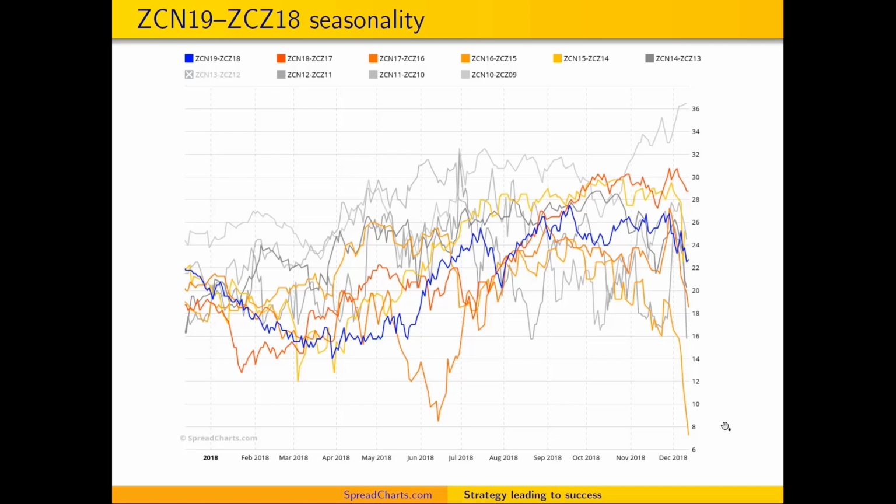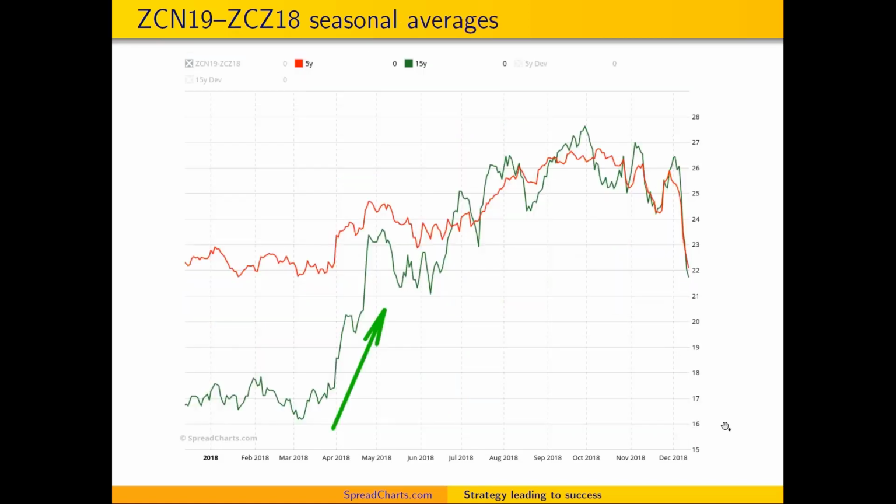I think the seasonal tailwind for this spread is obvious now. I highlighted it with this green arrow. You can also check the seasonal averages. I marked the start of a solid seasonal uptrend with this arrow. It lasts from March until October, which is remarkably long.